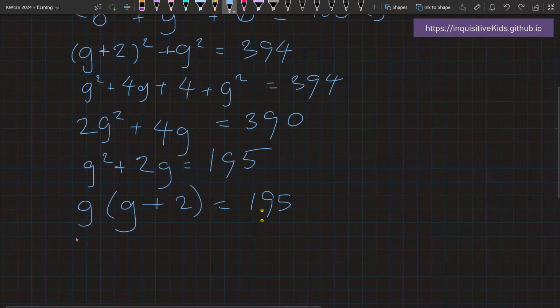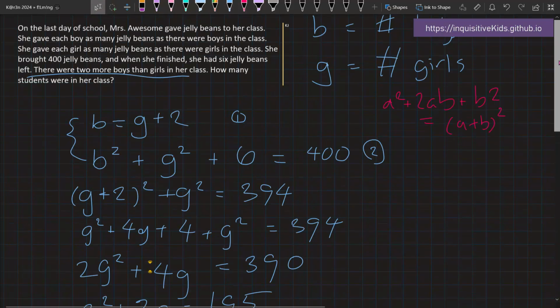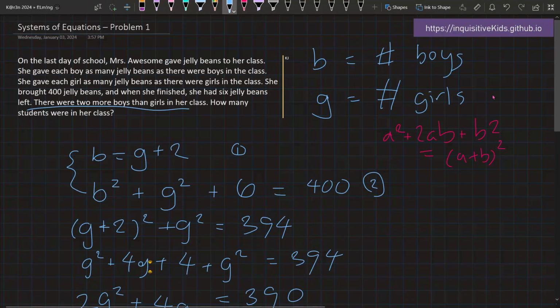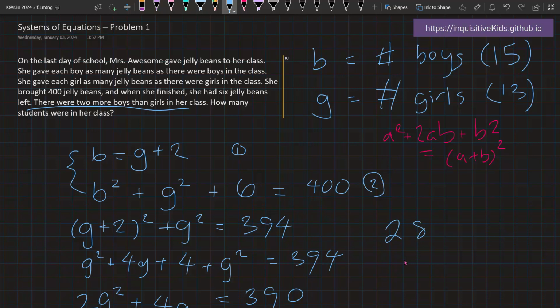We realize that that would be 13 and 15. So we know that g is equal to 13. This tells us that there are 13 girls in the class. Now, since we know that there are 2 more boys than girls in the class, we know that there are 15 boys in the class. Adding these 2 numbers together, we get 28 students. So Miss Awesome has 28 students in her class.